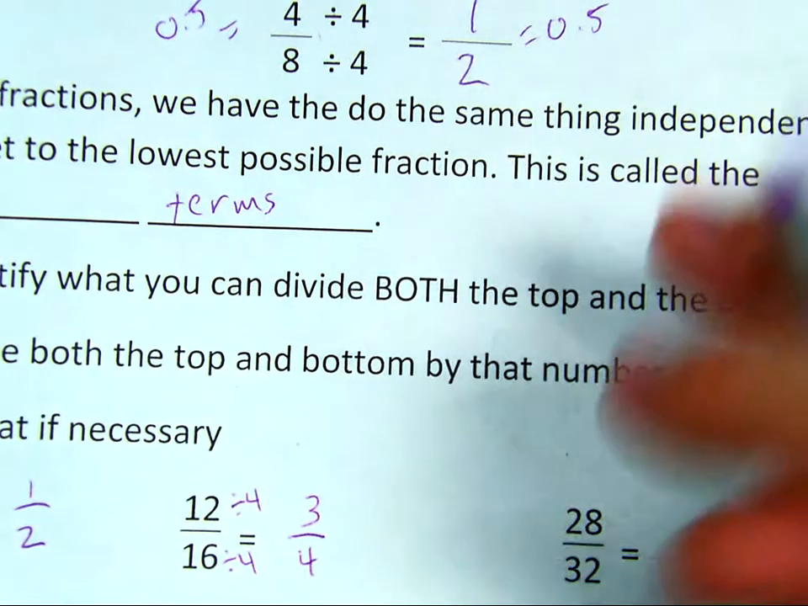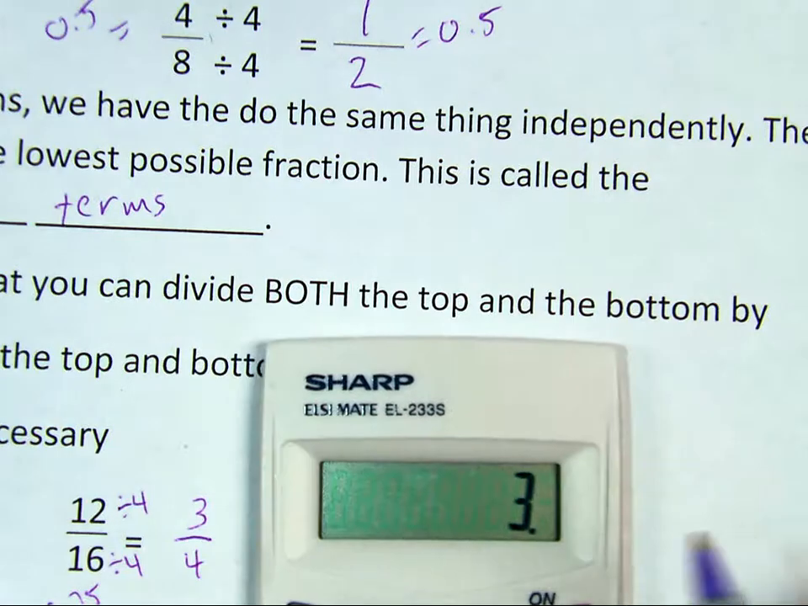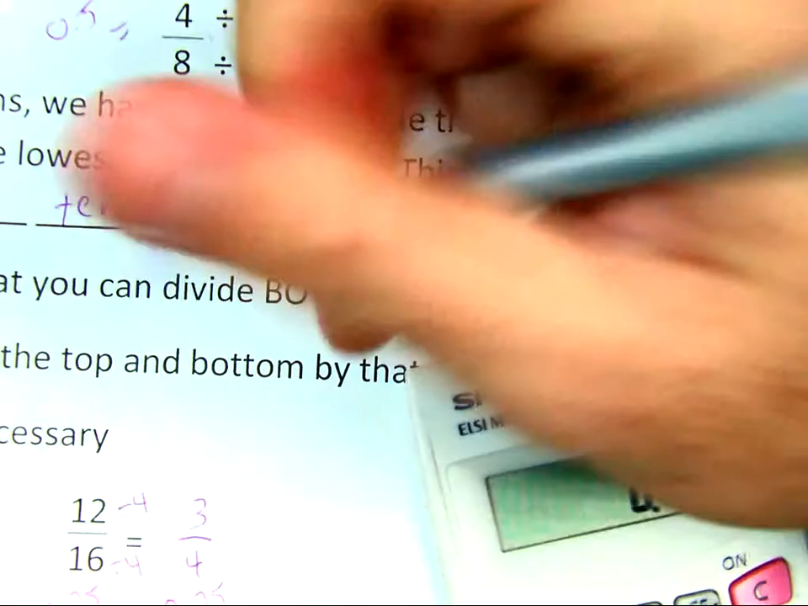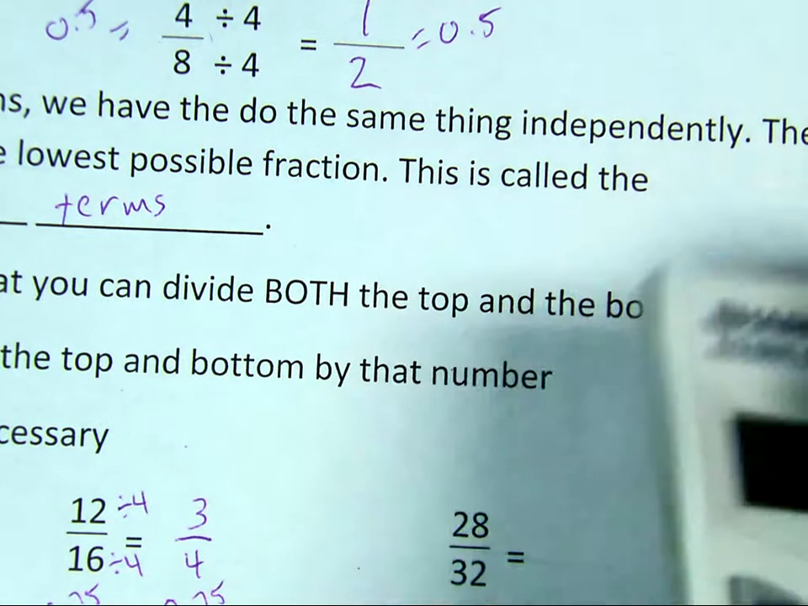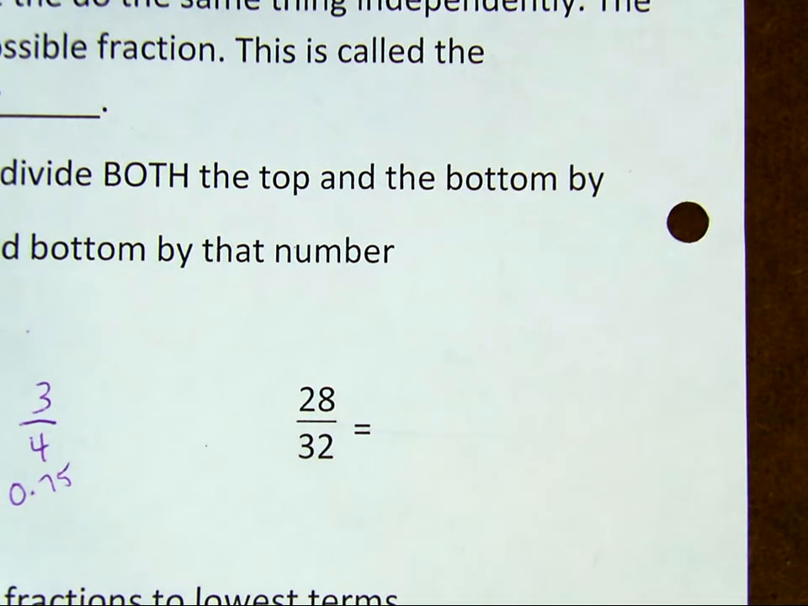I just want to check to make sure. 12 divided by 16 is 0.75. 3 divided by 4 is also 0.75. So I'm in good shape. They are indeed equivalent.